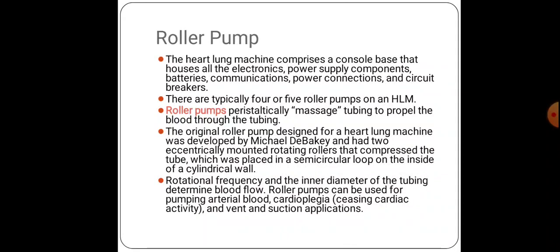The heart-lung machine comprises a control base that houses all the electronics, power supply components, batteries, communications, power connections and the circuit breakers, which is called the console. There are typically 4 or 5 roller pumps on a heart-lung machine. As we already saw, one is supplied to the aorta, 2 is taken from the ventricle, 3 is taken from the suction tip, and 4 and 5 are supplied to the coronary artery.